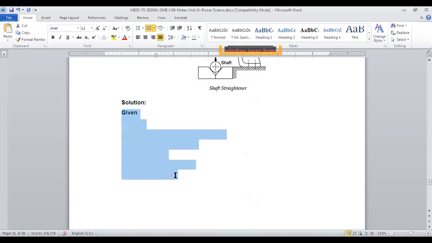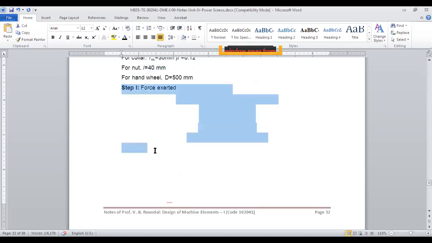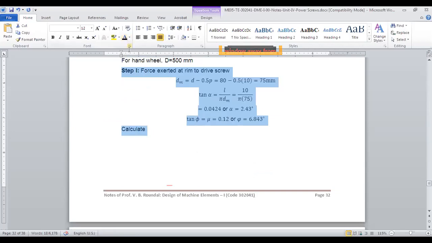So we will first write down what is given. Given is the load, 10 kilonewton. The screw has a nominal diameter d given. Length is equal to lead is equal to pitch is equal to 10 mm. Mu is 0.12. For the collar, the mean diameter is given as di plus do by 2, and mu is again the same. For the nut, the length is given as 40 mm because this is required to find the number of threads. And the hand wheel diameter is given as 500, so R is equal to 250 mm.